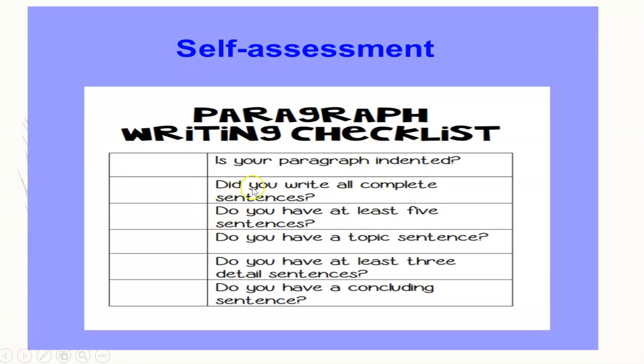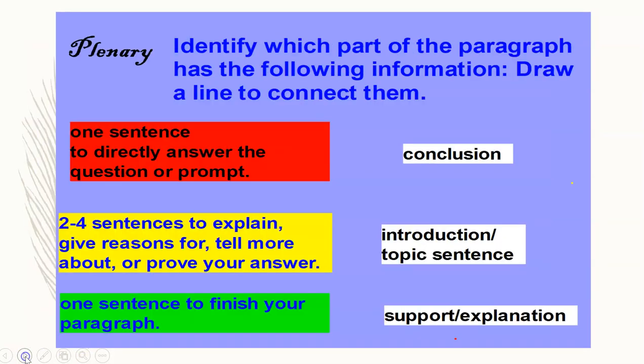And you can also do another self-assessment, looking at your paragraph. Is your paragraph indented? Did you write all complete sentences? Then put a tick on the side. Do you have at least 5 sentences? Tick. Do you have a topic sentence? Put a tick. Do you have at least 3 detailed sentences? None, so you can cross. Do you have a concluding sentence? Yes, then you put the tick. Okay, this is to check if your paragraph or your writing has all the features that we need.